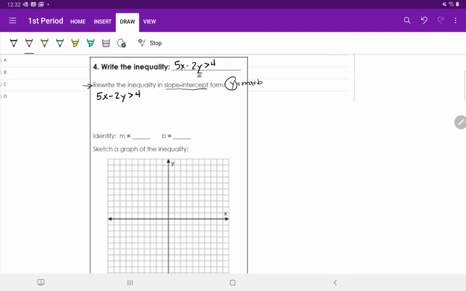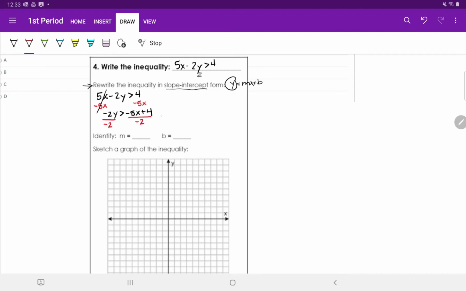So the first thing I'm going to do is undo the 5x, and that requires subtracting 5x from both sides. These cancel, so on the left I'll just have negative 2y is greater than, and on the right I have a minus 5x and a plus 4, but I can't put those together because they're not like terms. Still working toward getting that y by itself on the left, now I have to undo the negative 2. The negative 2 is currently being multiplied to the y. To undo multiplication, we have to divide both sides by negative 2.